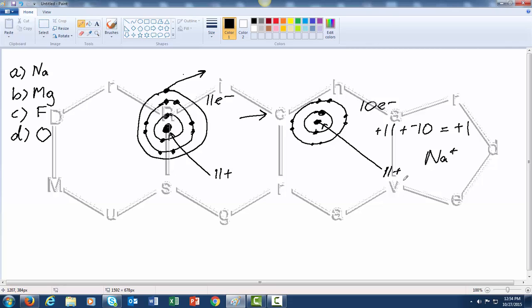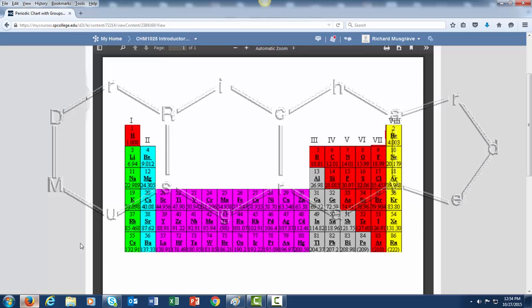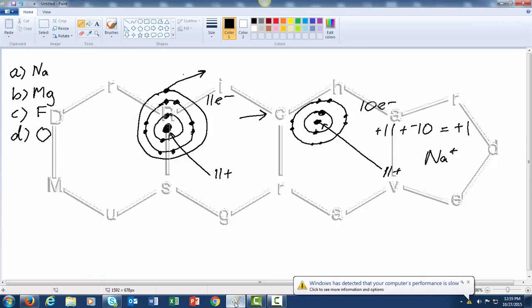In general, the rule of thumb is as follows. If it's going to form a cation, it will lose as many electrons as it has valence electrons. What does that mean? It means that if it's in group 1, it'll lose 1 electron and become 1+. If it's in group 2, it'll lose 2 electrons and become 2+. If it's aluminum, it'll lose 3 electrons and become 3+. And all of this is explained by the same logic as I'm using here.